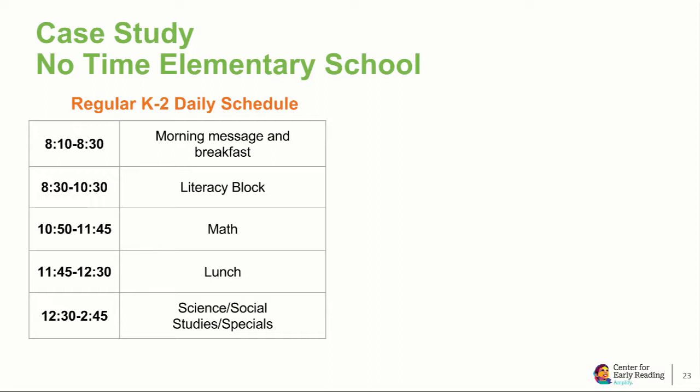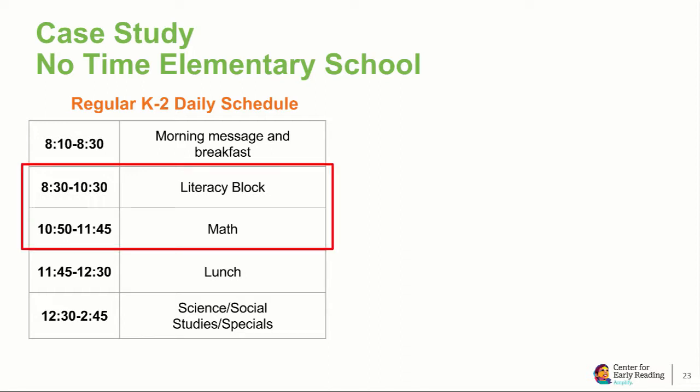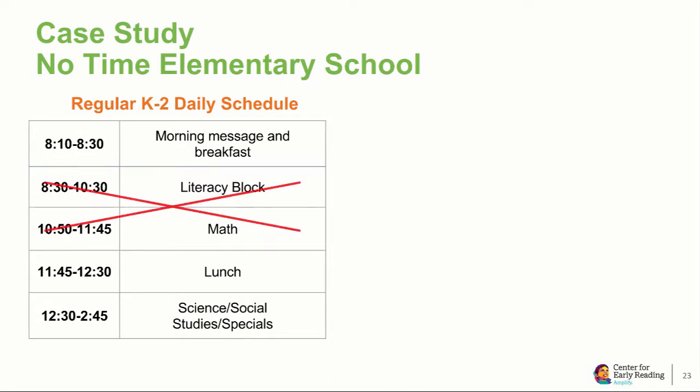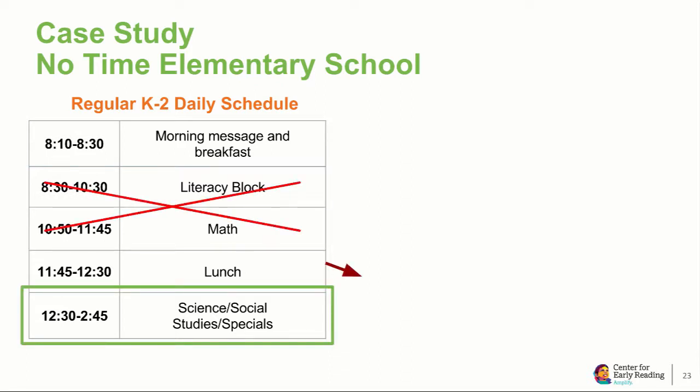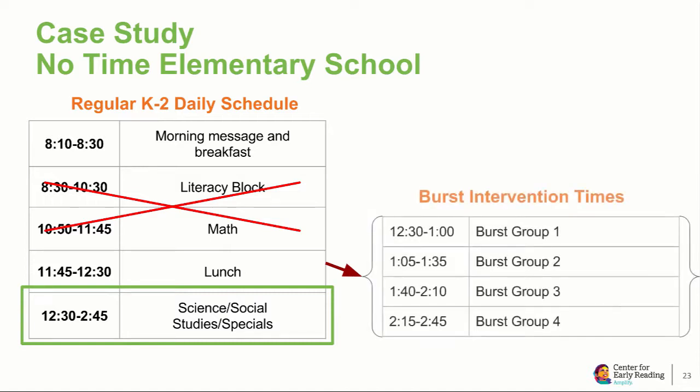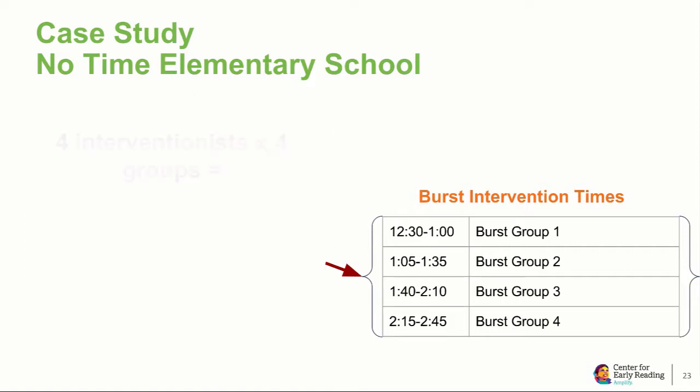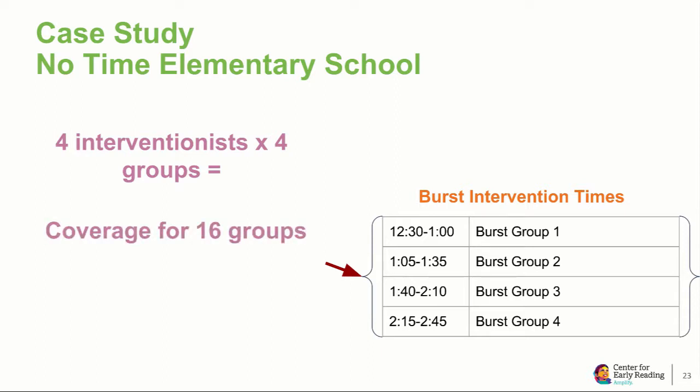Since all grades, kinder through 2nd, have core subject instruction in the morning, the only times to pull students for burst intervention would be from 12:30 to 2:45. If we include our recommended 5-minute transitions, that allows for 4 burst groups to be pulled out. No Time Elementary School has 4 interventionists. If each interventionist takes on 4 groups, that means there would be coverage for 16 groups.